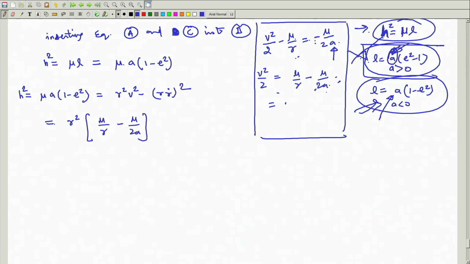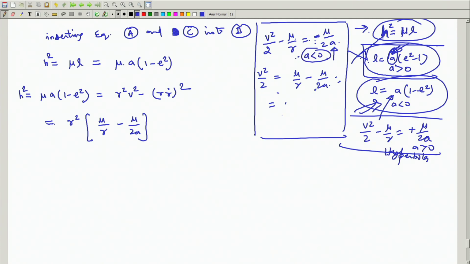Again, earlier I told you that for the hyperbola v square by 2 minus mu by r equal to plus mu by 2a. There we assumed that a is greater than 0; this is for hyperbola. But if we go with this minus sign, in this place we will assume that a is less than 0, only then this is valid, otherwise this will become invalid. So, we continue with this expression. Here we are assuming that a is less than 0. Under this condition we are working here.